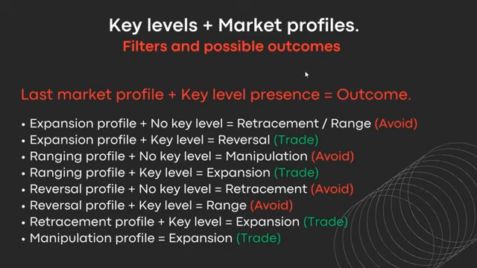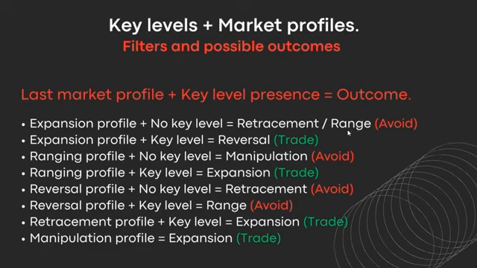Now let's discuss some combinations and outcomes of market profiles again, right? So here we've got a format. The first variable in this equation represents the last profile that has ended, and the second variable represents the presence of a key level and whether a key level has been tested or not, or whether it's present or not, right? Then combining them together gives us a possible outcome, which is the constant of this equation. So here we can see that if the last profile that has ended is an expansion profile, and it ends before testing a key level, and a key level hasn't been tested yet, and a key level isn't present, then what are we going to expect?